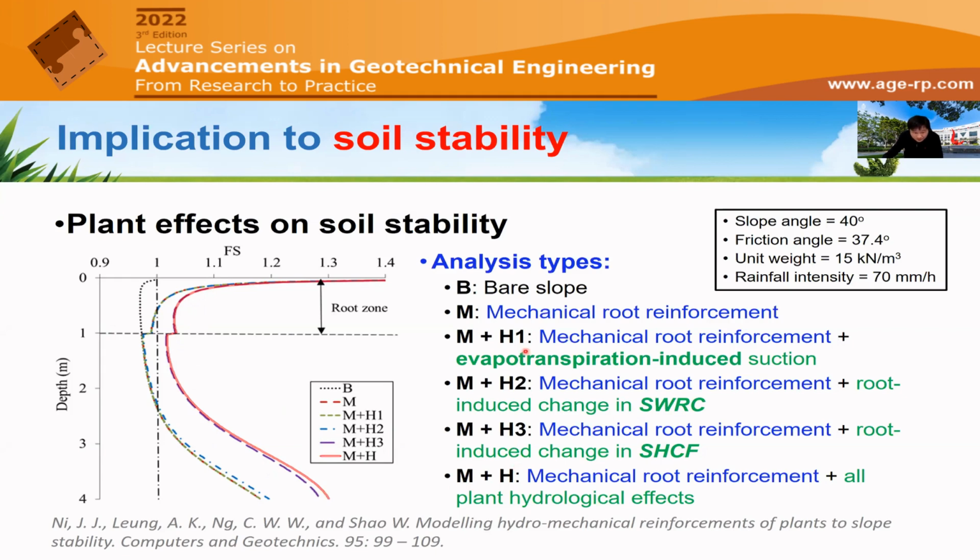So obviously, when you add up all these three hydrological effects together, they become H, which is represented by this solid red line, and it almost overlaps the M plus H3 cases. So this further highlights the significance of the water retention and water permeability function effect by the roots.